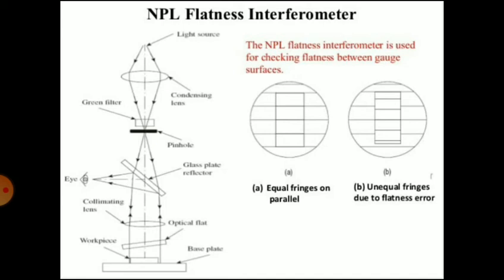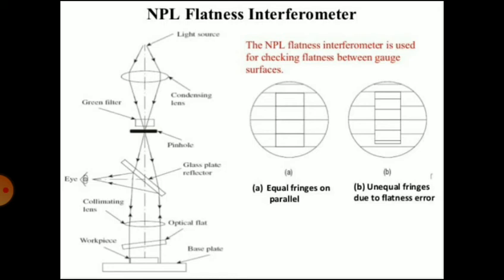The fringes formed are viewed directly by means of a glass plate reflector set at 45 degrees to the optical axis. By using the glass plate reflector, you can see the fringe pattern. You can see at the right hand side diagram A and B. These are the fringe patterns that you can see from the interferometer.